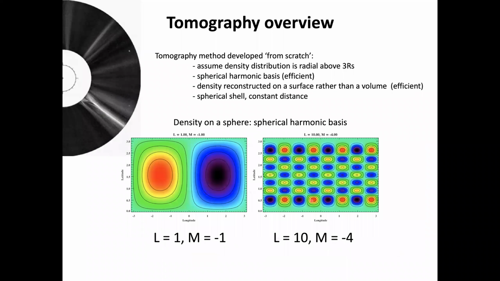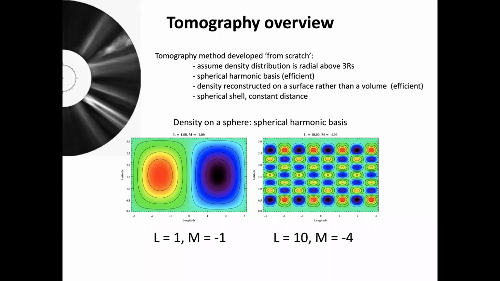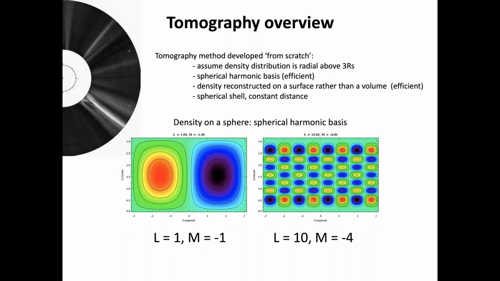Then rather than reconstructing density over a 3D volume, we collapse the radial dimension and we reconstruct over a thin spherical shell at a constant height. So the main assumption in doing this is that the density distribution is close to radial above 3 solar radii, which is a reasonable assumption.